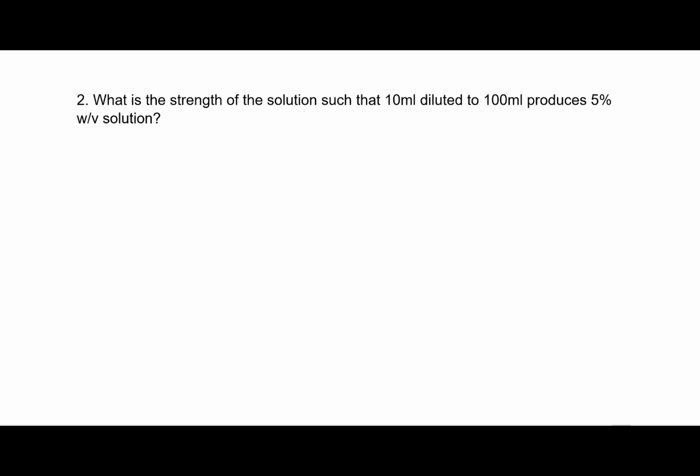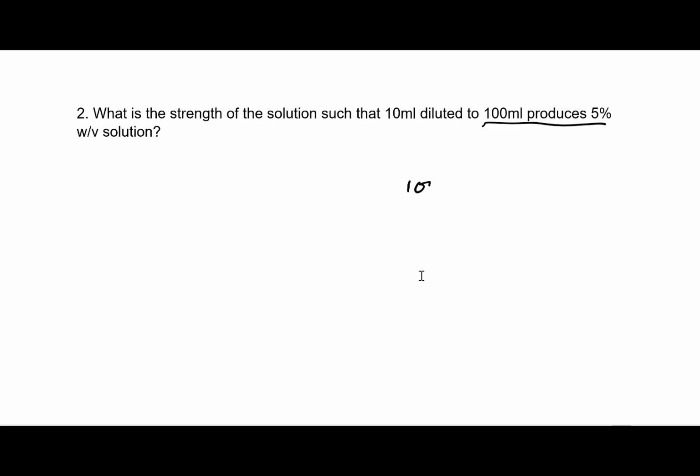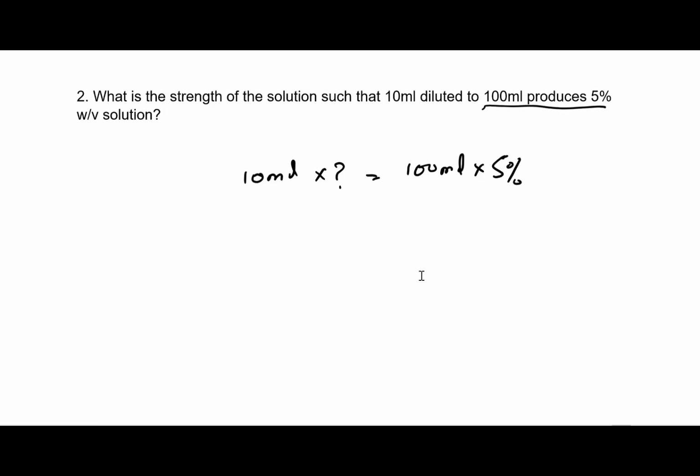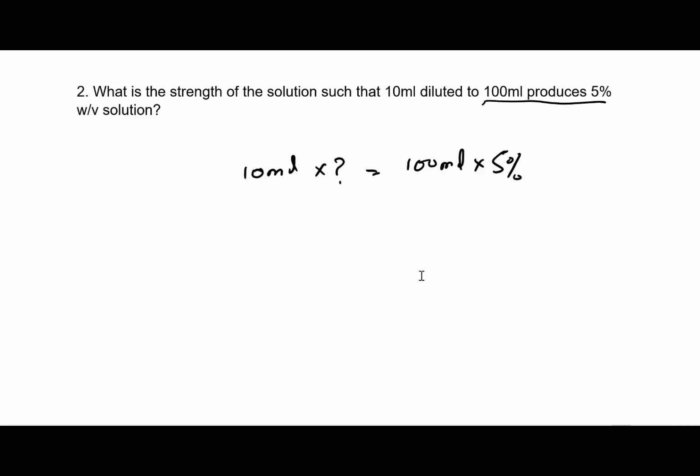Second question, what is the strength of the solution such that 10 milliliters diluted to 100 ml produces 5% weight by volume of the solution? So I am making 100 ml of 5% by diluting 10 milliliters. The question is, what is the strength of this solution which I'm going to dilute? Right? So simple, we can apply C1V1, C2V2. Yes? No? Come on everybody. Okay, so 100 mils, 5% we are producing from 10 mils. Just solve this. 50, I think. So the answer is 50% here.